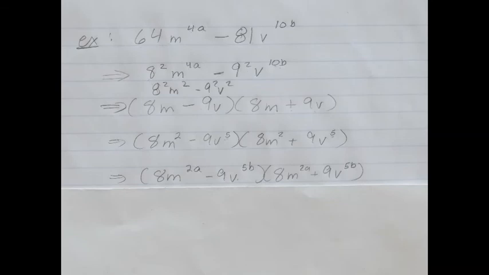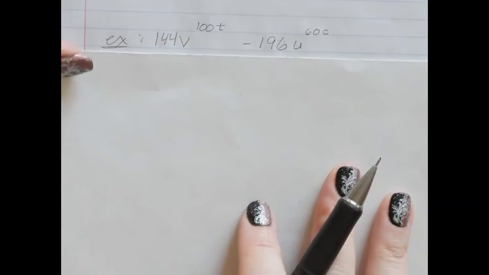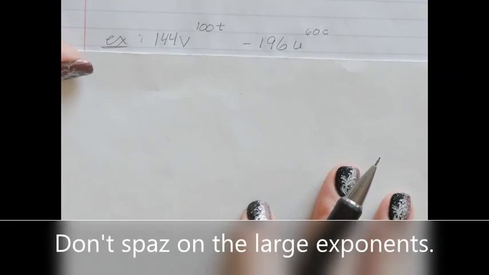Want to try it again? I have another one. All right, let's look at this new example. I have 144 v to the 100t minus 196 u to the 60c. Whatever, it doesn't matter.